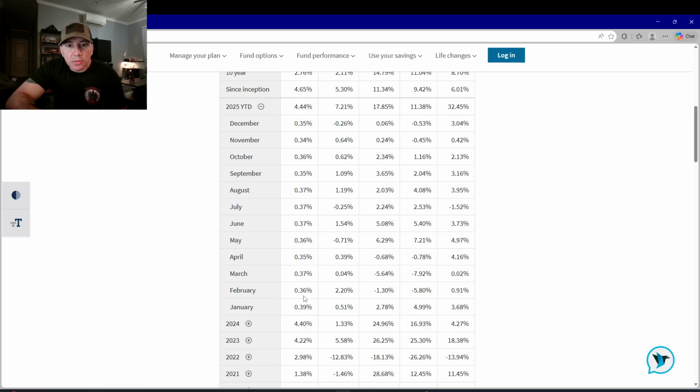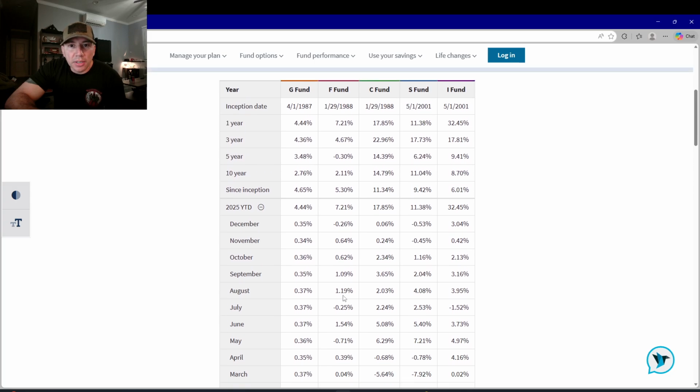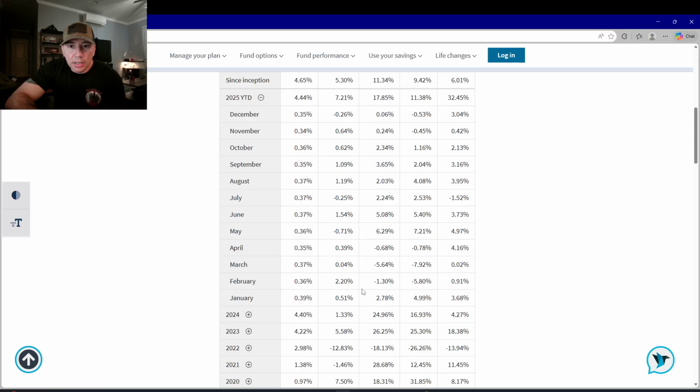We'll look at February. We've got a 0.36 for the G fund. Pretty steady, right? It's about 0.3 basically every month. 2.2 for the, I'm sorry, what's it called? The F fund. Negative 130 for the C, negative 580 for the S, and 0.9 for the I.